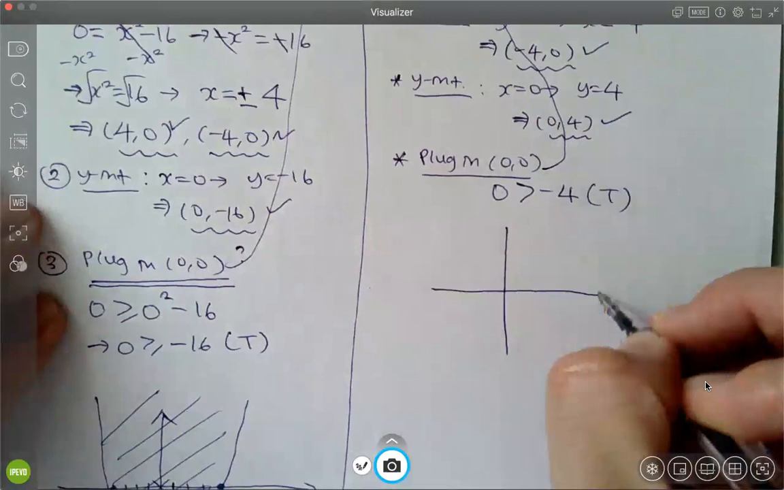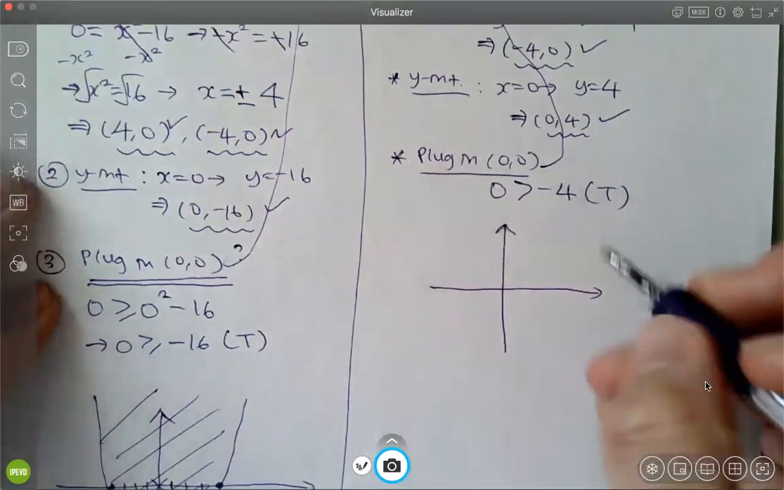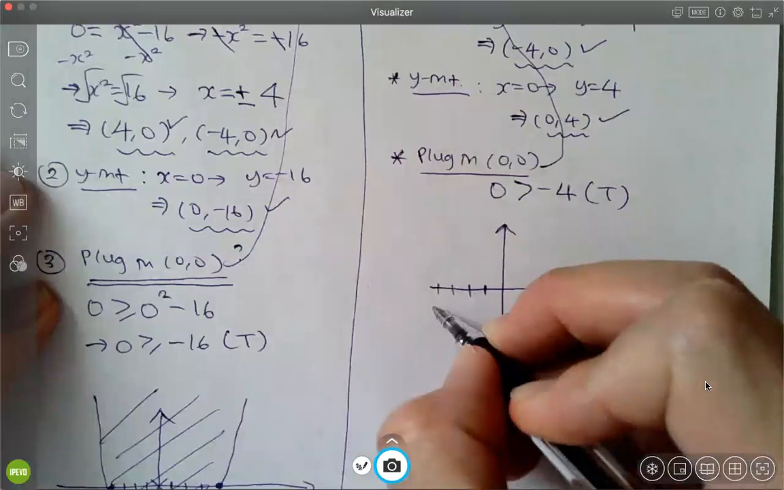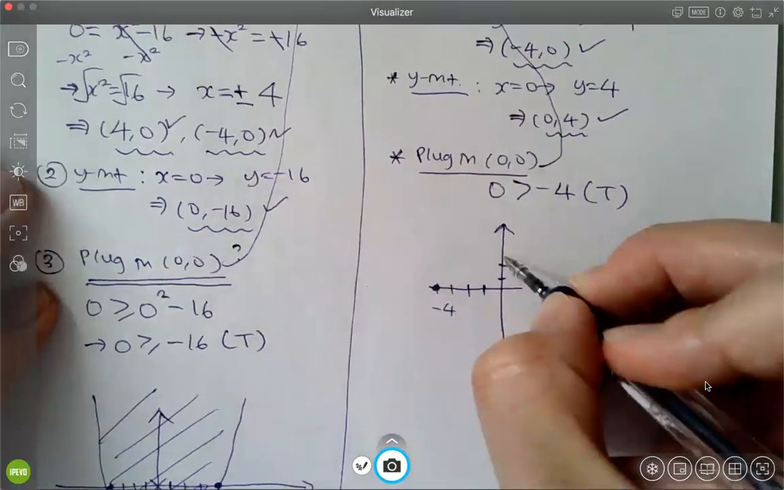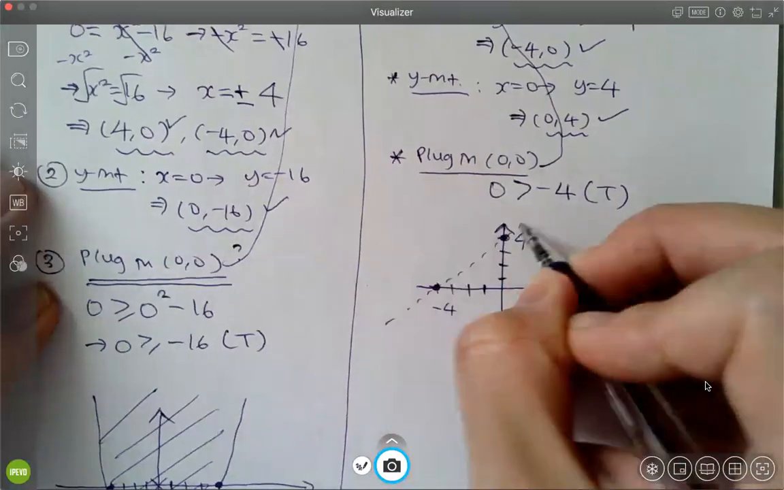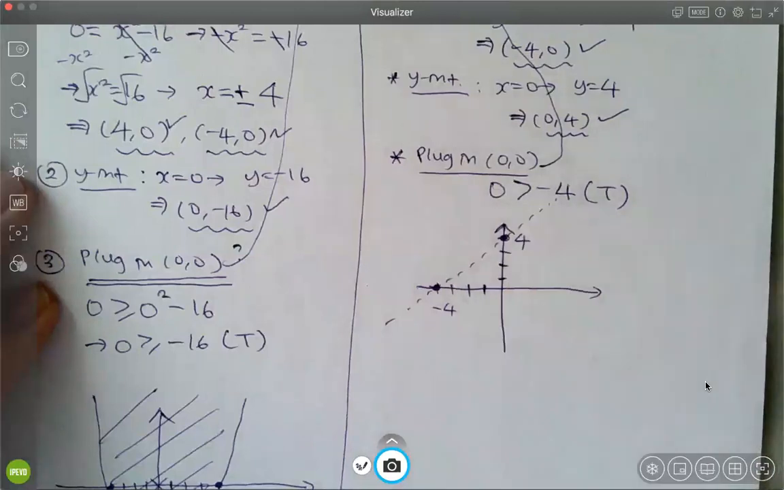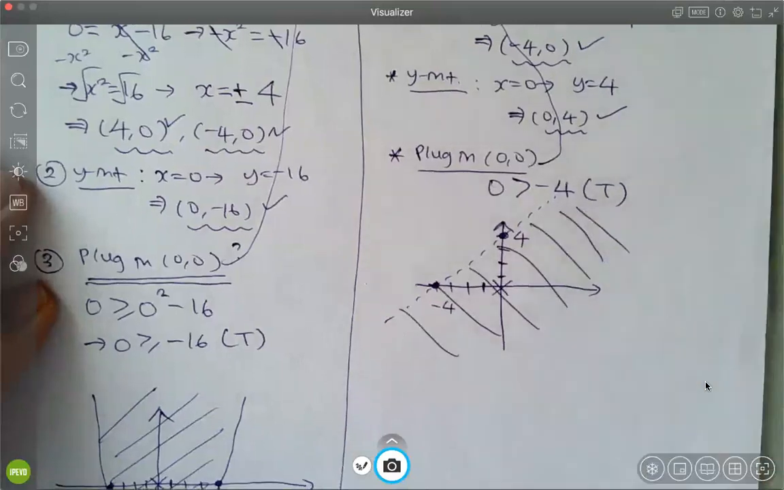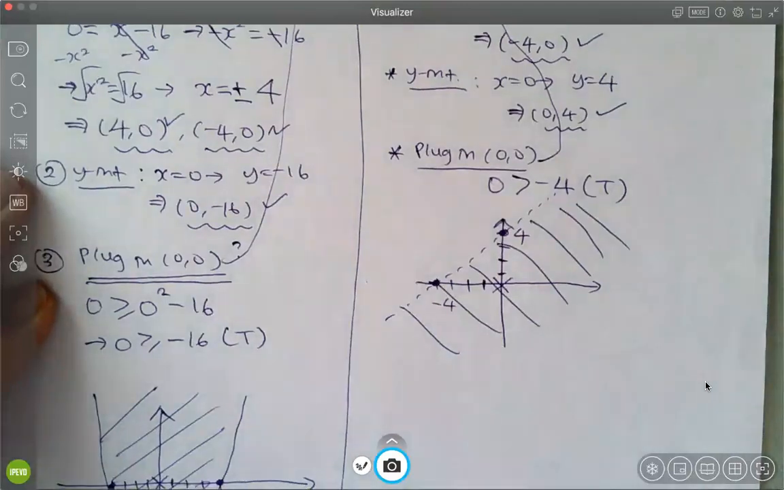Okay, so here, (-4, 0) will be somewhere here. And then (0, 4) will be here. And it is a dotted line. And (0, 0) is below the line, which we got a true statement there, so we have to shade below the line, right? Okay, so now we have the two shaded regions, and now let's put them all together.